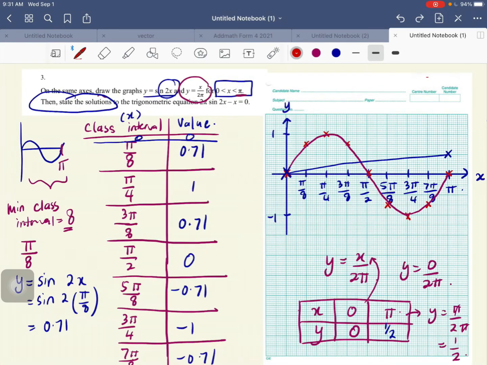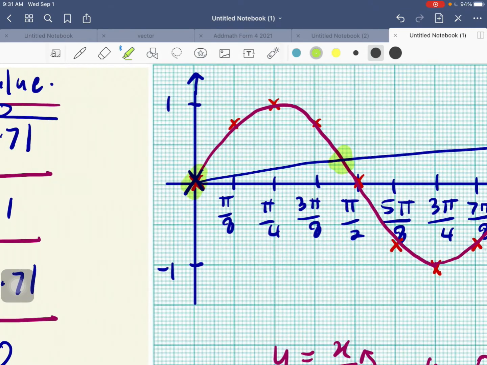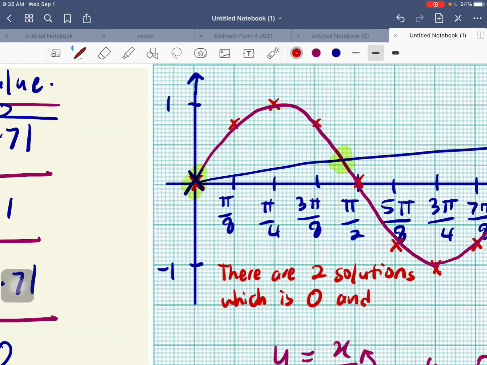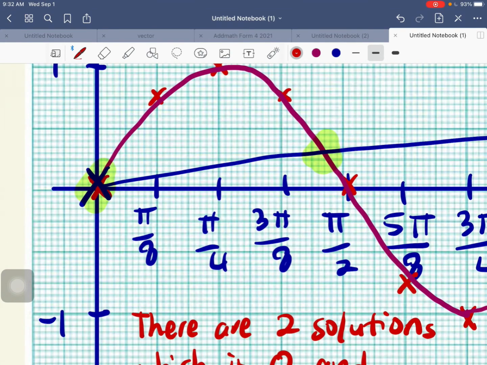How do we know how many solutions we have? What we do is we see how many intersections there are between the line and the graph of y equals sine 2x. So I know there are two solutions. The first is 0, and another solution that we have to find is somewhere here. Now we know that 3 over 8 pi and pi over 2, the value is somewhere here. We need to read the value here.